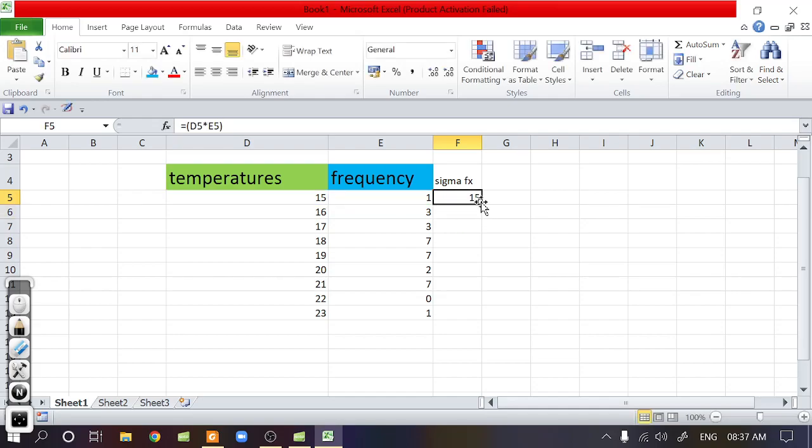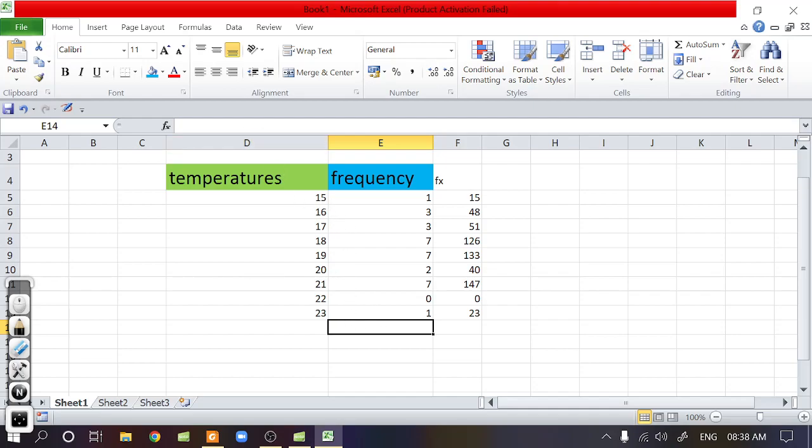Now to extend this formula, you can just extend this cell like this. The formula will be copied for all those cells. So down you need sigma fx. This column, sir, should be named only fx, not sigma fx. And here you need sigma f. So we need the addition of all that.